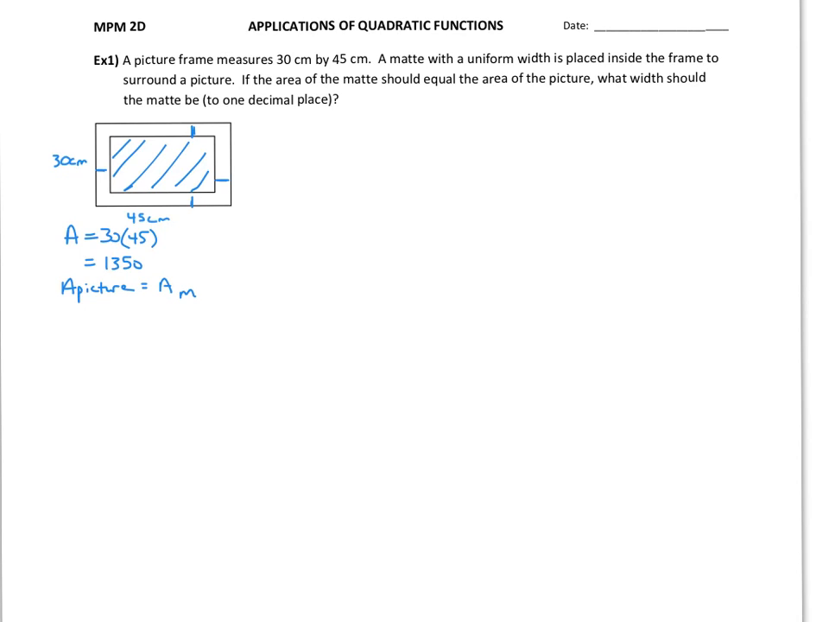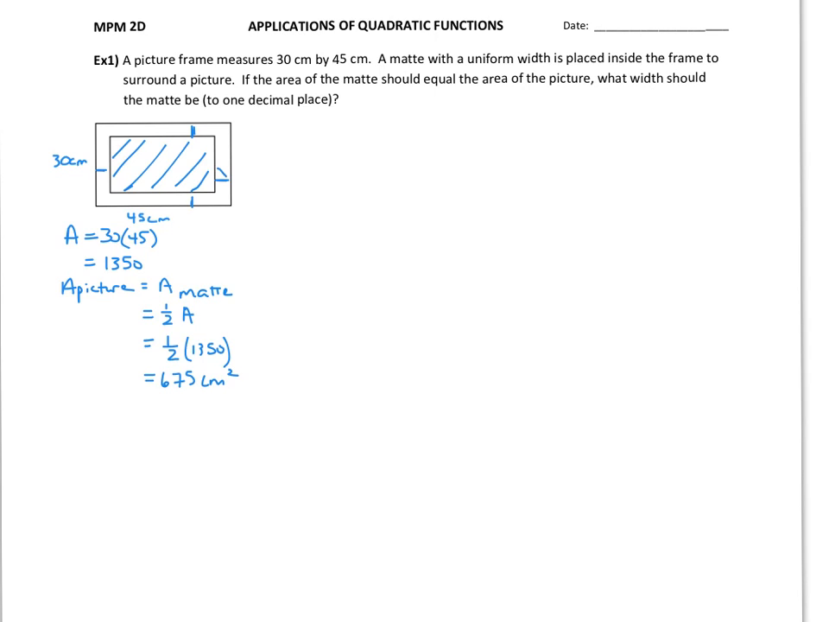So I'm just using little subscripts here to explain. So that means that it would equal a half of your total area, or 1/2 of the 1350, which would be 675 square centimeters. So the area of the picture has to be 675 square centimeters, as does the area of the mat. So we could work with either one of those, but what we need to know is what the width of the mat should be.